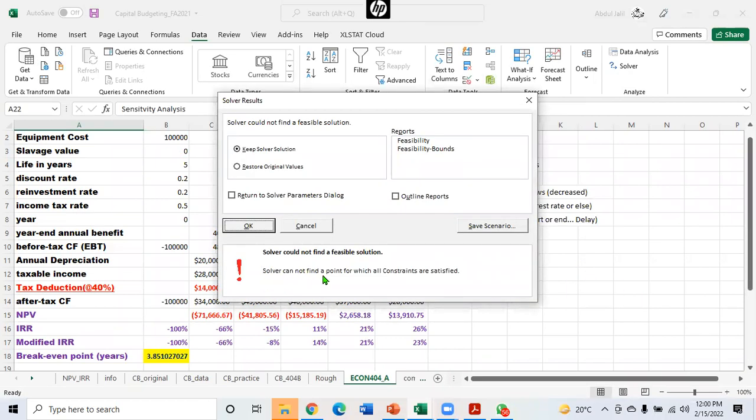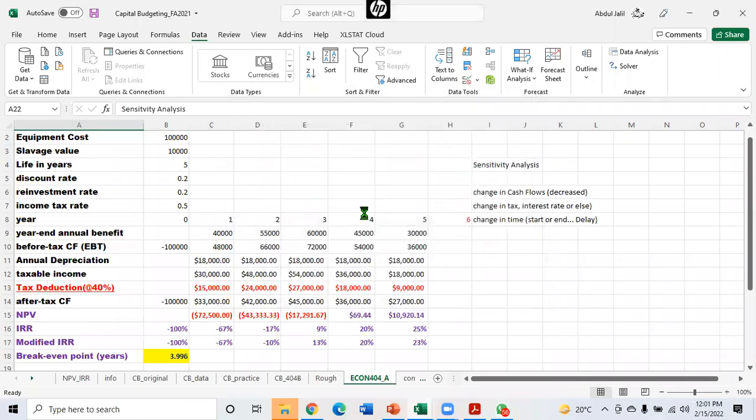Solver cannot find a point for which all constraints are satisfied. Therefore, it reached 3.85, but it is not going to get that value. So it's not possible this way, and it has even made the salvage value 0. So this is the problem, that it is not going to be generated. Okay, this is one way.